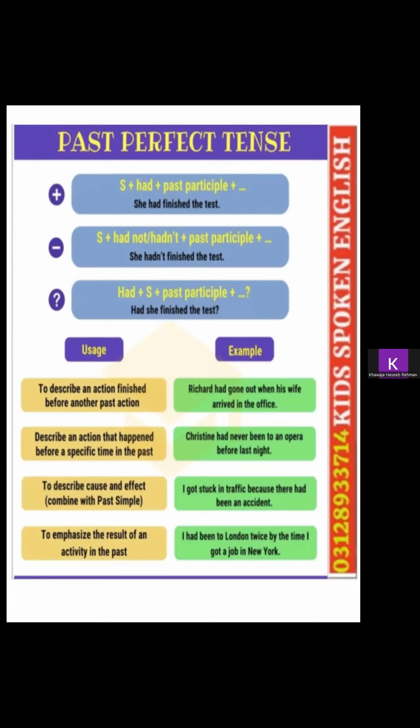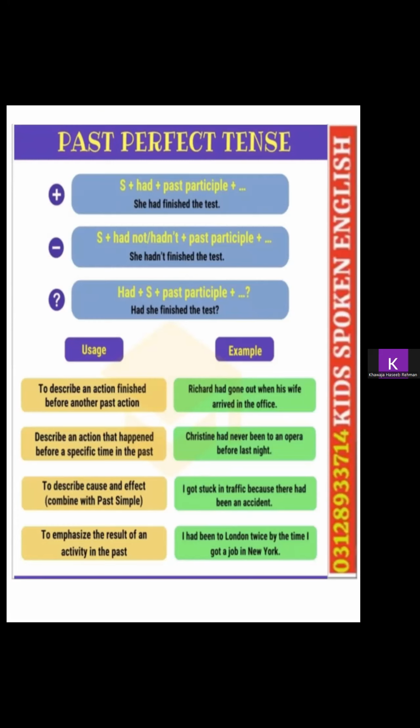Christine had never been to an opera before last night. ये कोई जगह है, opera. So Christine वहाँ उससे पहले कल रात से पहले कभी नहीं गया था. Okay, so it's a time कि कल रात से पहले वो कभी नहीं गया था. Means कल जो last night past है उससे पहले का भी past. Christine had never been to an opera.